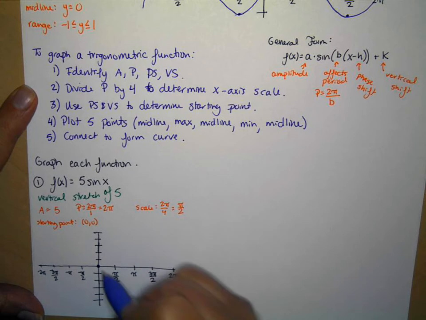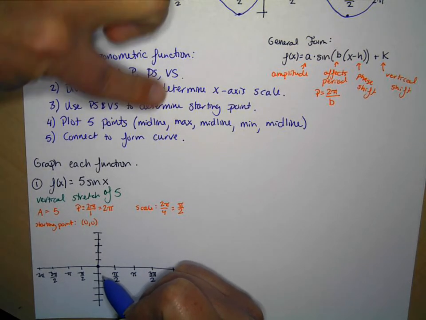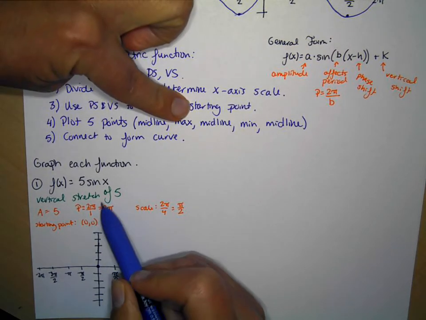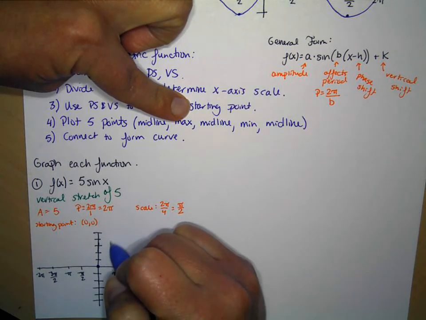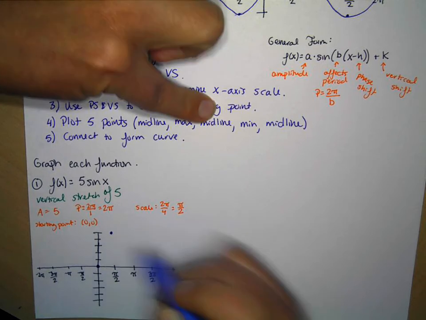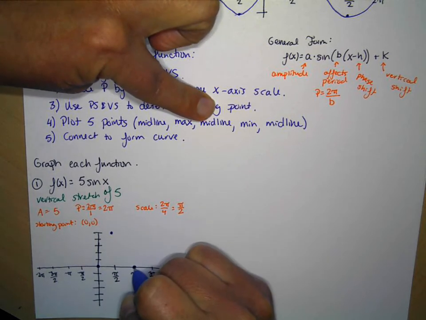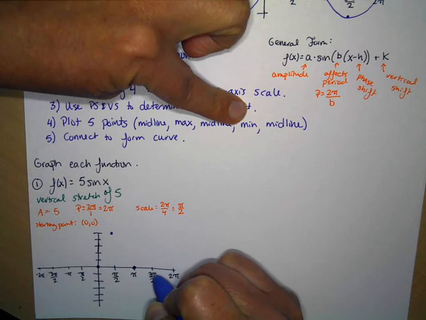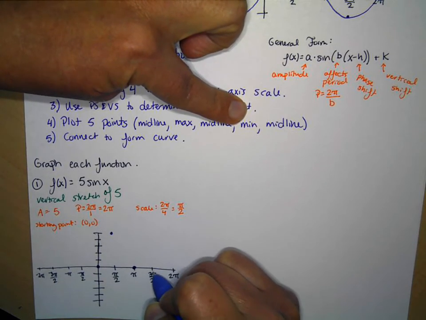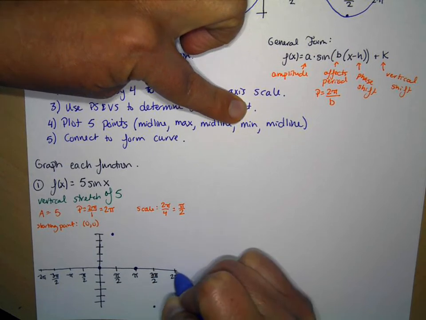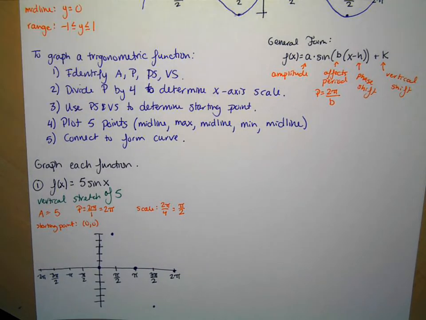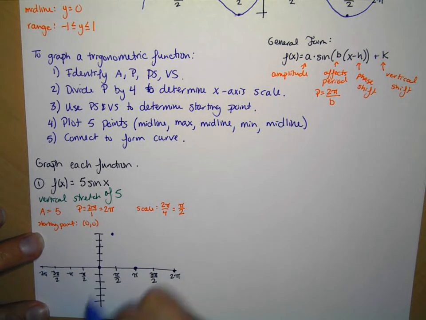Okay, so there's our first point on the midline. We know our next one is our maximum, and because our amplitude is 5, we're going to go up 5 spaces. Our third point should be on the midline. Our fourth point should be at the minimum, and because our amplitude is 5, we're going to go down 5 spaces from the midline. And we're back to our midline. And you can repeat the pattern on the opposite side to extend your graph.